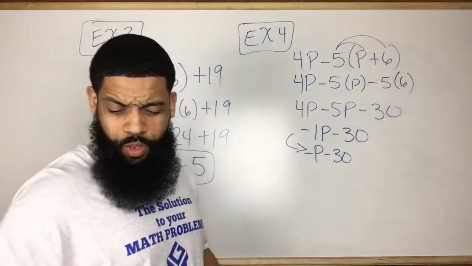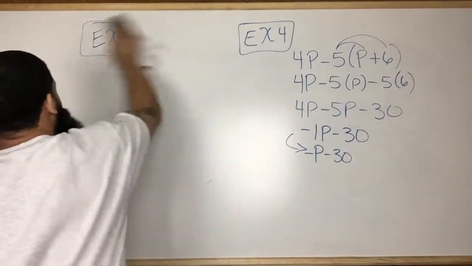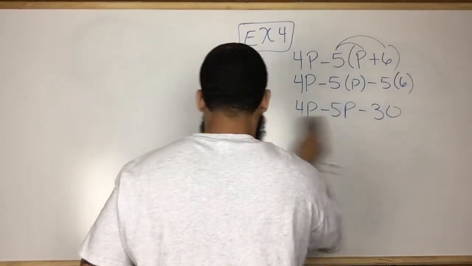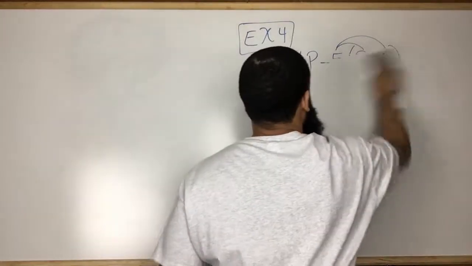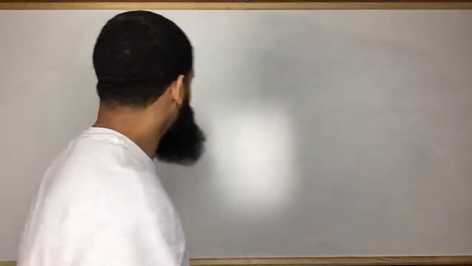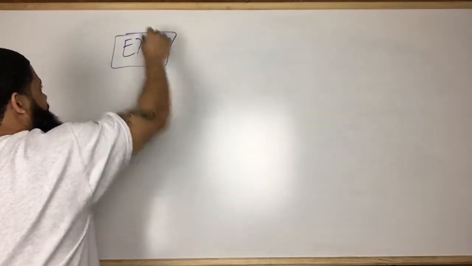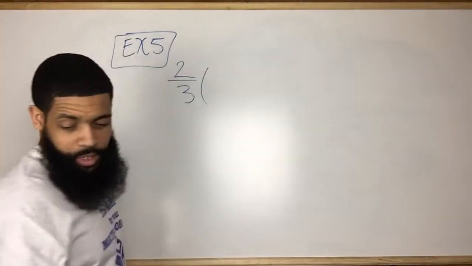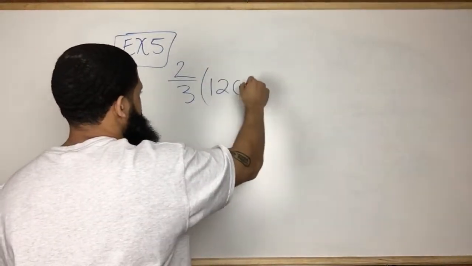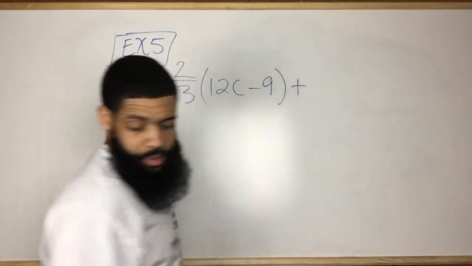and then I think I have one more. You know, I want to throw in some fractions because I know for some reason when I start talking about fractions, kids get scared. And some adults too. But nevertheless, number 5. Let's say we have 2/3 and we have 12c minus 9 plus 14c.